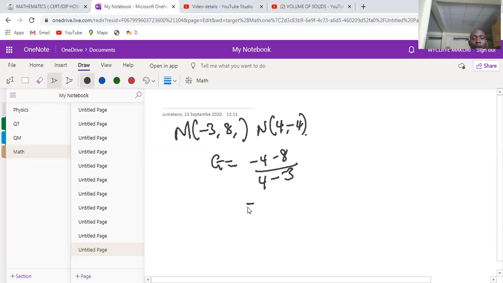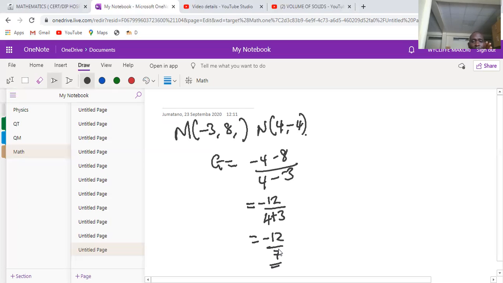So you find that -4 minus 8 is the same as -12, and then you realize the negative and negative will make this one positive. So it's going to be -12 over 7. That is going to be the gradient of that particular line.